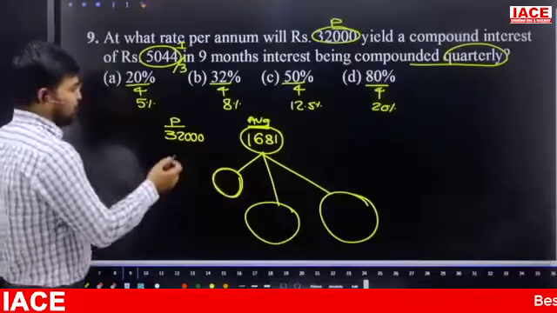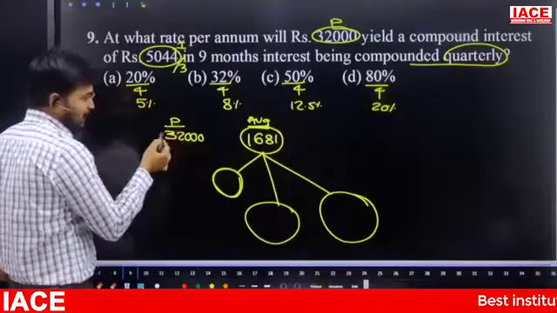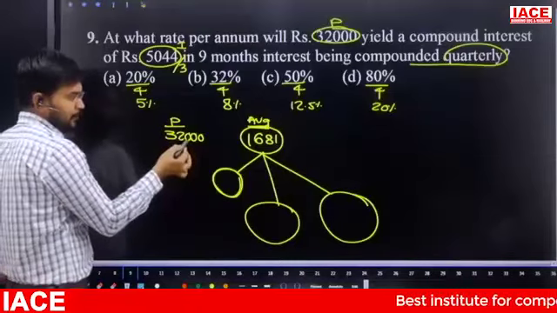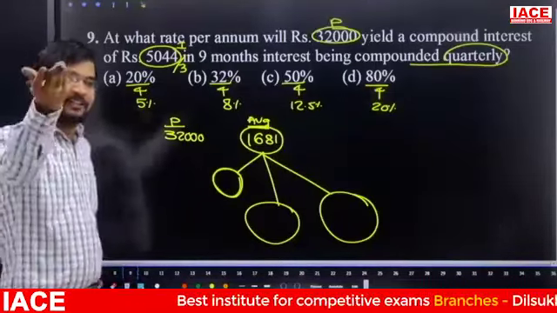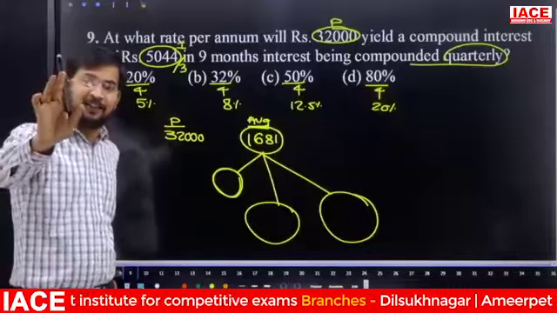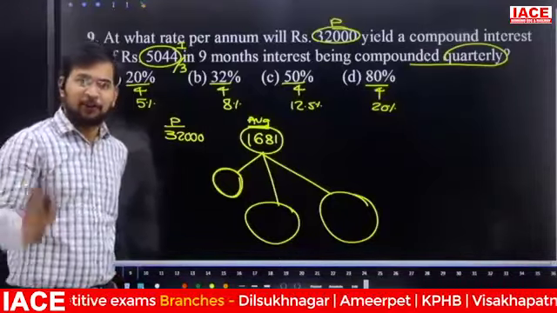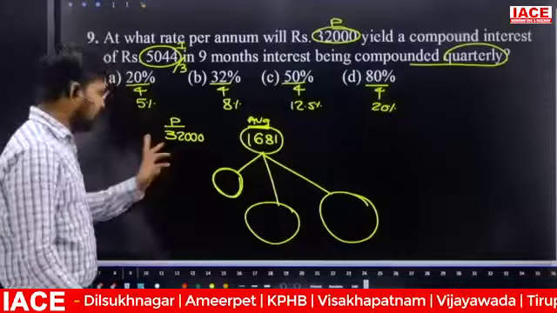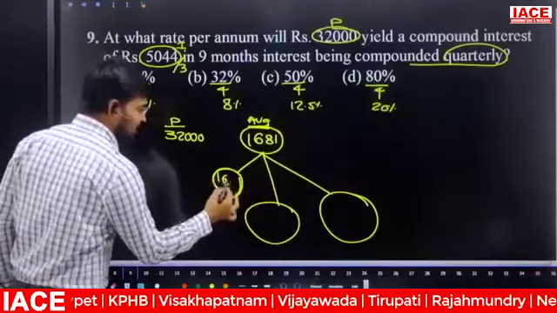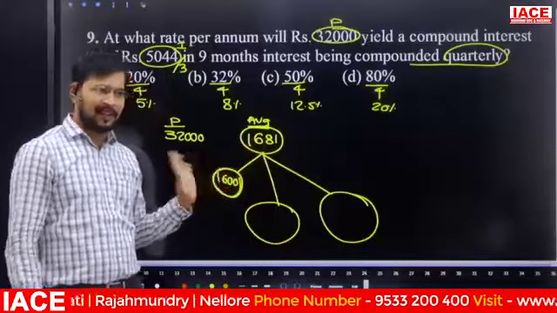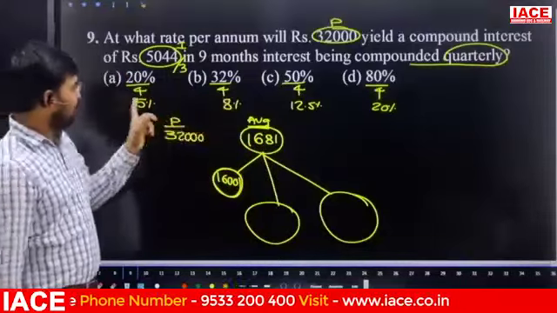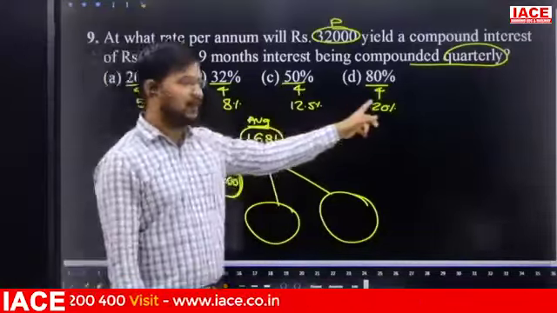Looking at the principal, 1600 is, for 10%, 3200, so 5% is 1600. If you take 6%, that will cross 1600. So if you take 5%, the first quarter interest is 1600. Then definitely 1600 is less than 1681. Possible or not? If you see the options, 5%, 8%, 12.5%, 20%.